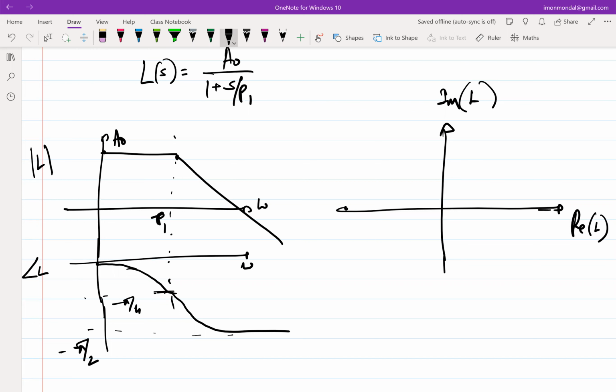Now if I keep on increasing omega, obviously the magnitude of L decreases. It's not evident in the Bode plot because Bode plots are straight line segments, but in reality the denominator increases, so the magnitude will decrease, which means it will start coming closer towards the origin. Now it can come closer towards the origin in many ways. It can come this way, it can come that way. So which route will it prefer?